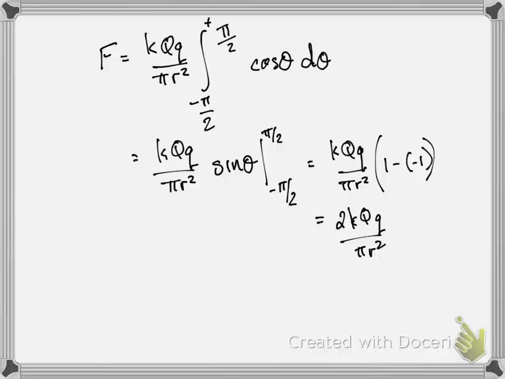So we were taking the integral. We figured out the limits of the integral because we're integrating over an angle, so we had to figure out from what angle to what angle we were integrating. And then we just do the integral of cosine theta d theta.